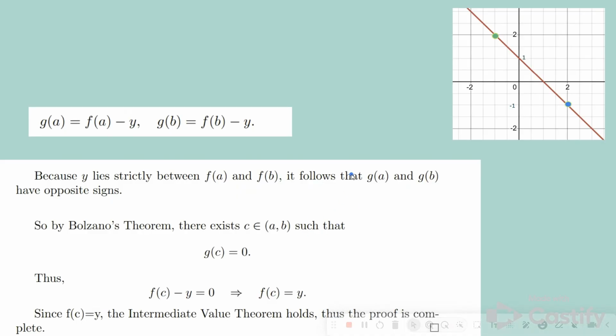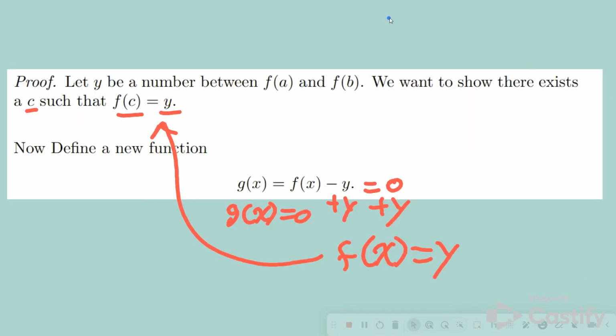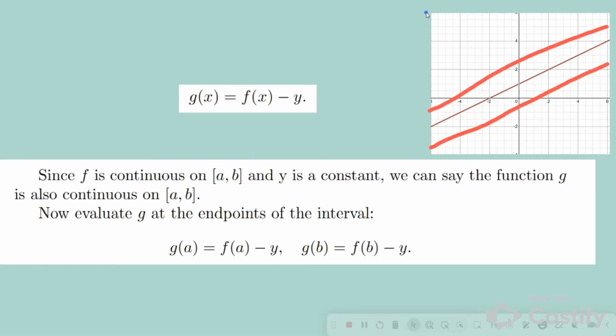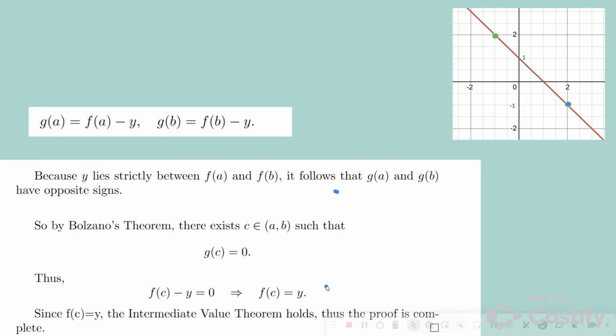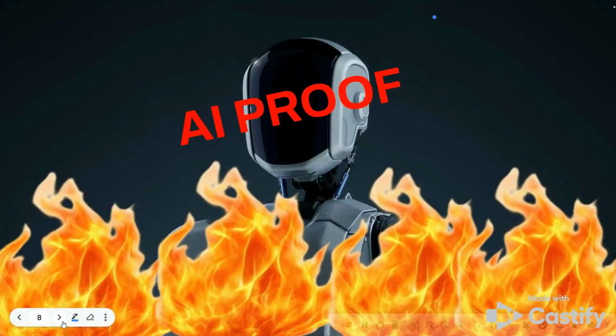I hope that was all easy to follow. Again, the steps are listed. They're pretty simple. Only 3 pages, but since we're able to use Bolzano's theorem, we found the 0, and then able to say f of c equals y. Now we can find any point between those 2 points, and the theorem is done. The intermediate value theorem holds. So now, let's move on to the dreaded AI proof.